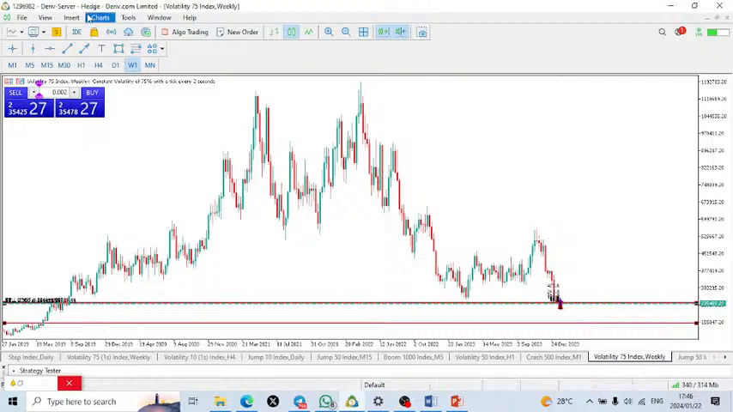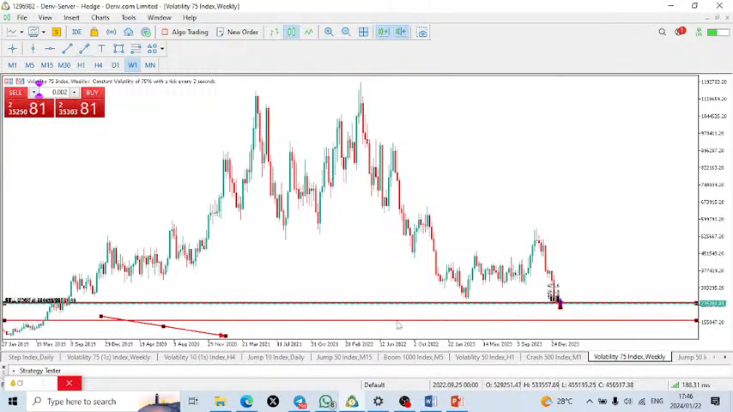Why? Because we have a liquidity void here. We only have green candles here, a series of green candles. This is a liquidity void, so price is likely going to move down further from this particular level.